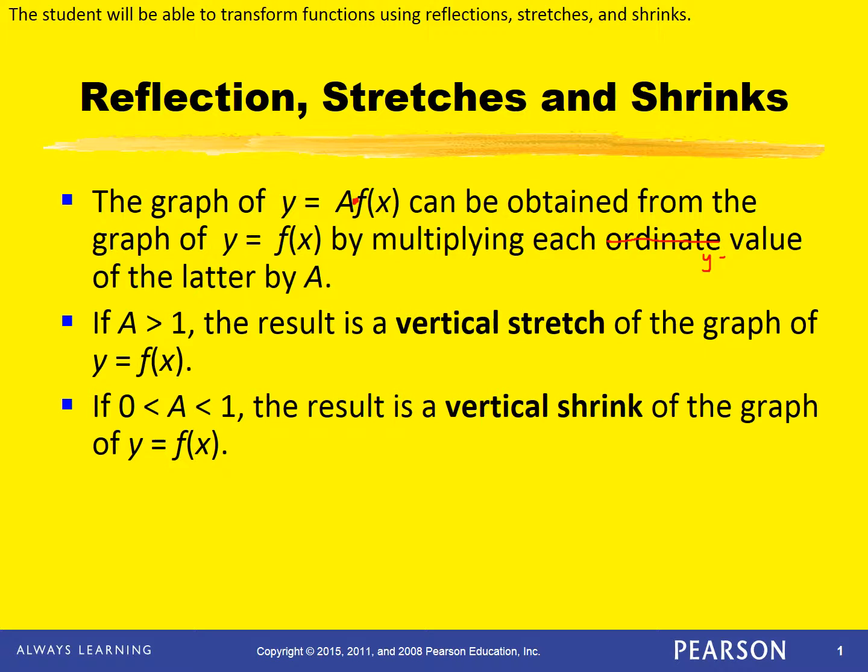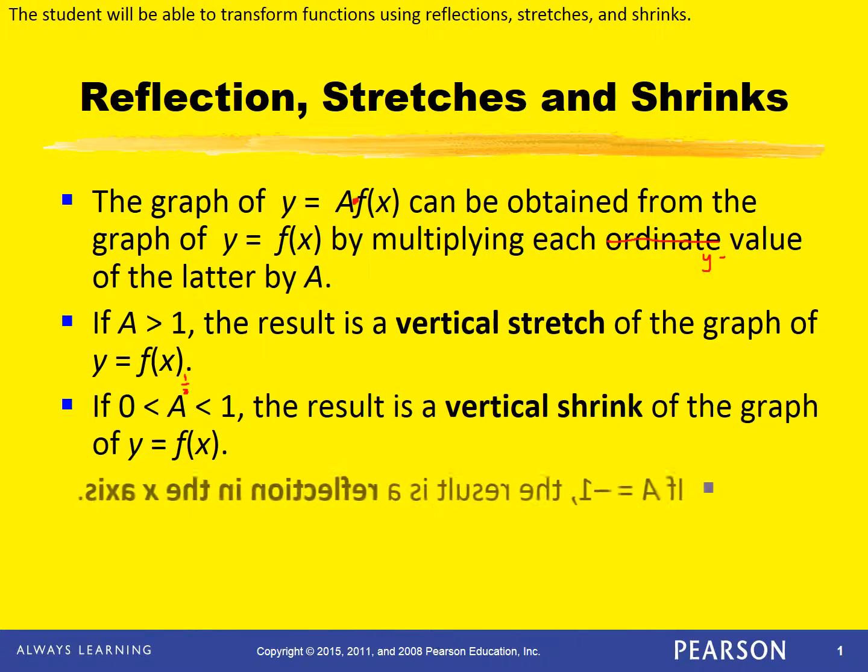But suppose your salary were multiplied by a number less than 1, a number like 1/2, which is between 1 and 0. That would be a bad thing. The result is a vertical shrink of the graph of y equals f of x, also known as a vertical compression.